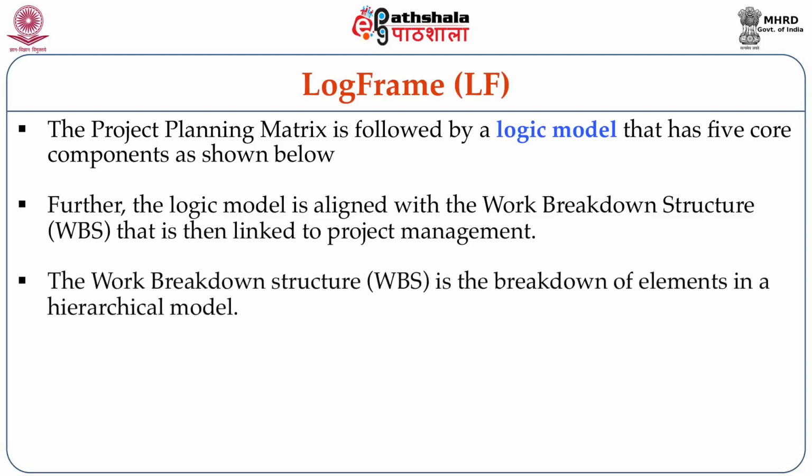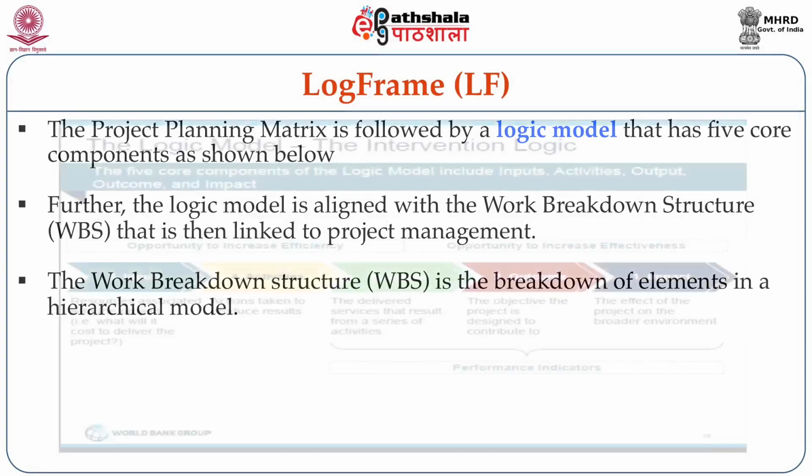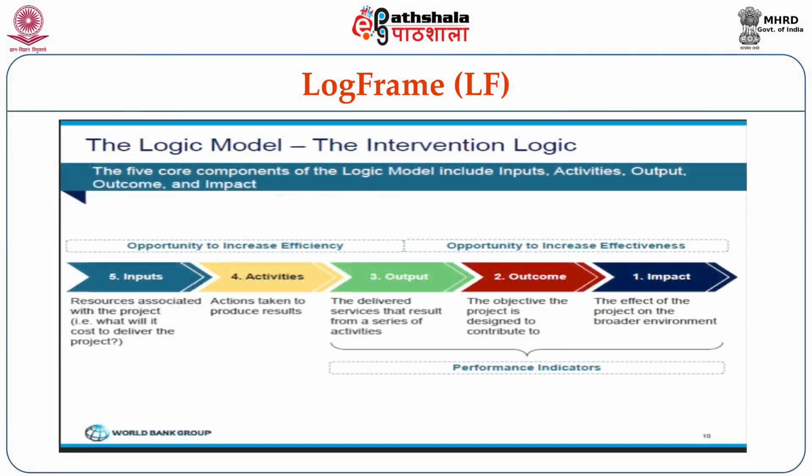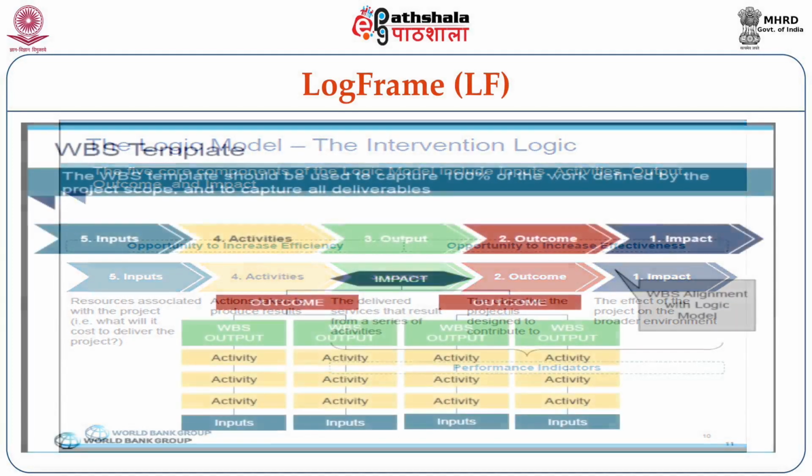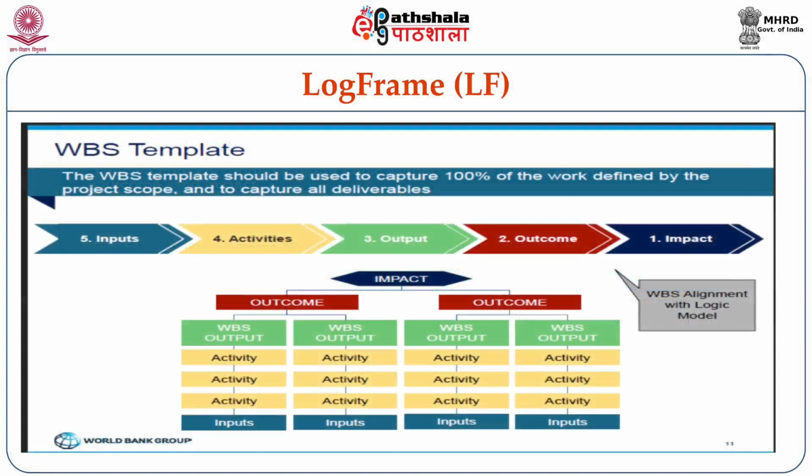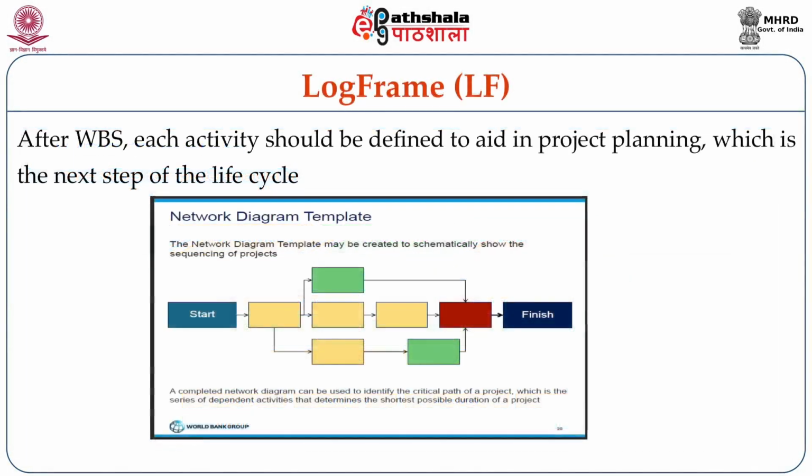The work breakdown structure is the breakdown of the elements in a hierarchical model. After WBS, each activity should be defined to aid in project planning, which is the next step of the life cycle. So you are looking at basically start to finish, each one adding to the next activity. After activity sequencing, a network diagram is generated which shows project sequencing and interdependence.